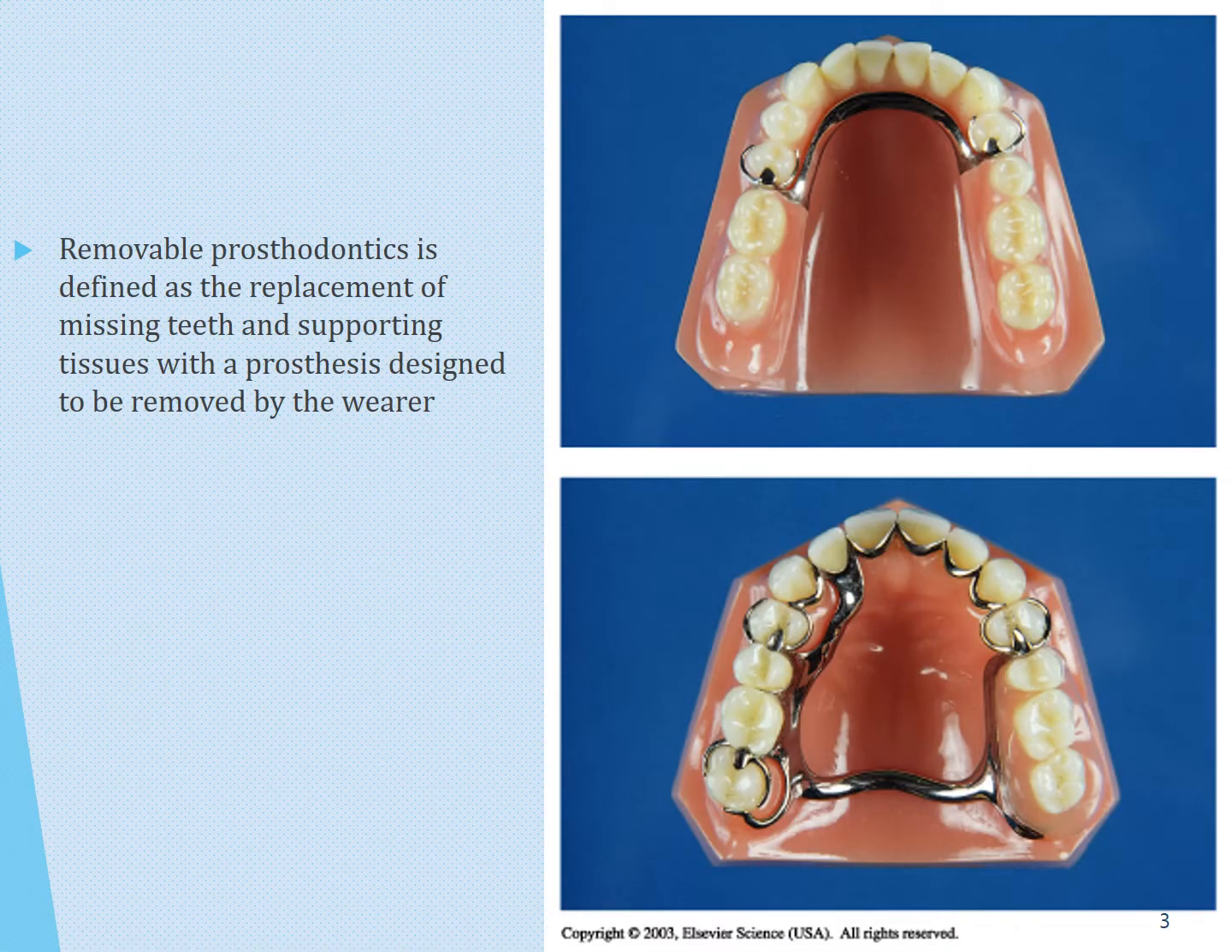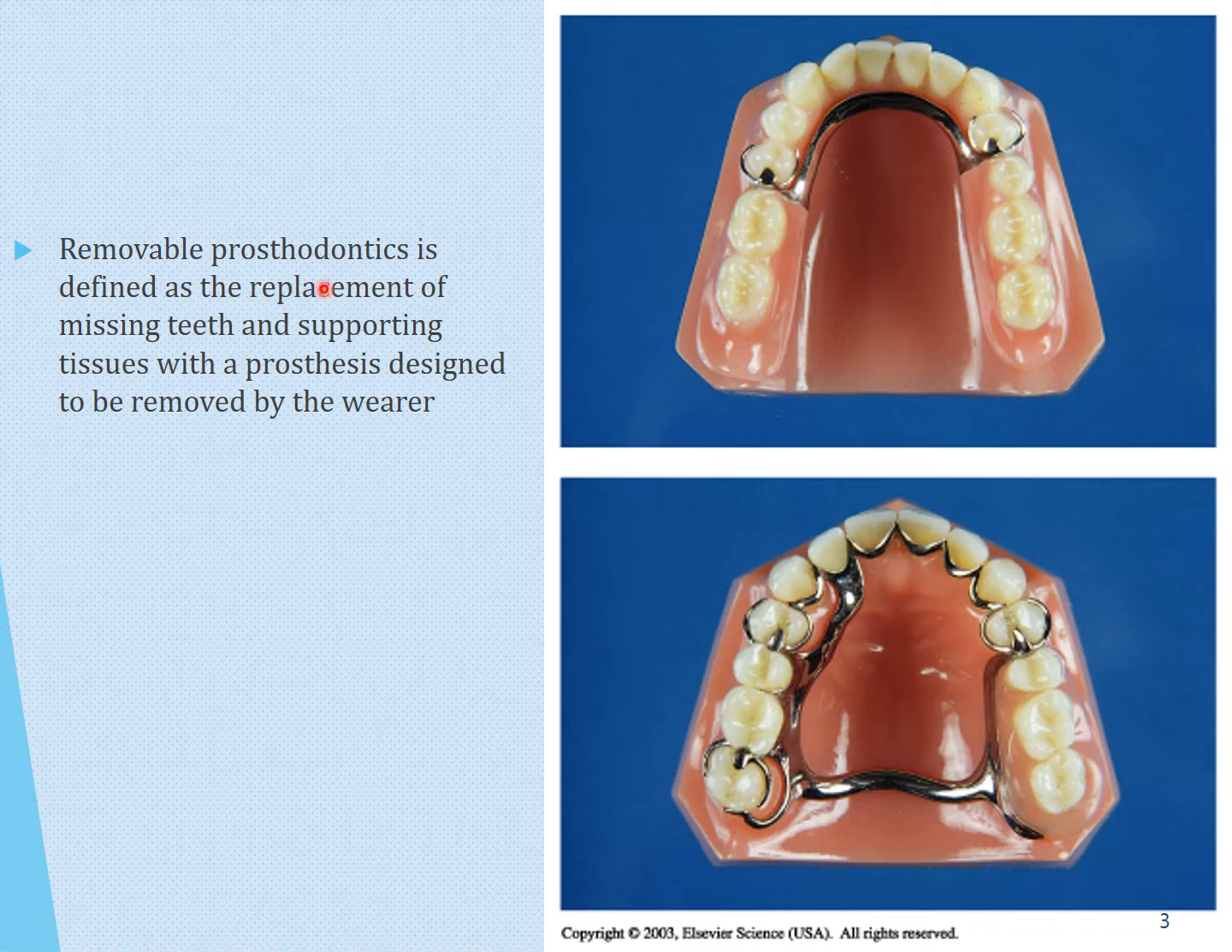So coming to removable prosthodontics. This is an RPD, and an RPD, basically a CPD, that is a cast partial denture, which consists of a metal denture. It comes under removable prosthodontics, guys.